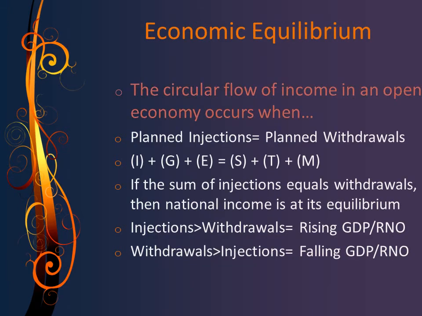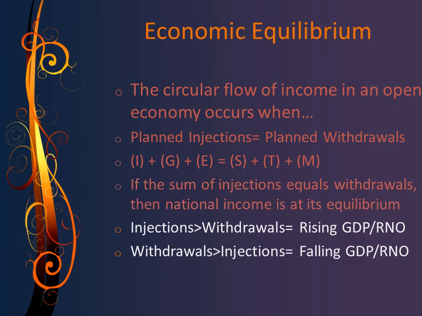The circular flow of income in an open economy is in equilibrium when planned injections equal planned withdrawals. Investment plus government expenditure plus exports equals savings plus taxes plus imports. If the sum of injections equals withdrawals, then national income is at its equilibrium. If injections are greater than withdrawals, then the GDP is rising. If withdrawals are greater than injections, then the GDP is falling.